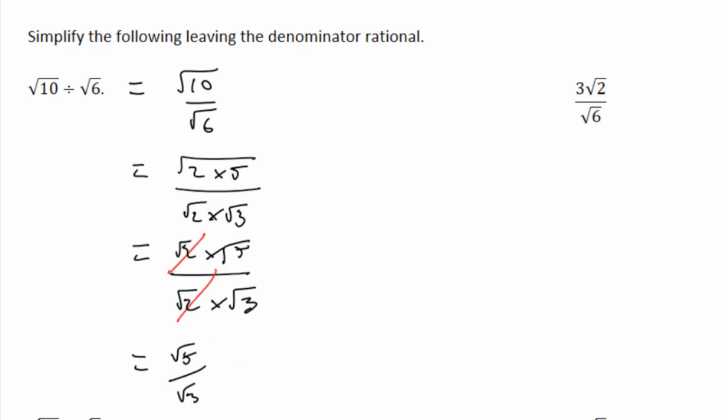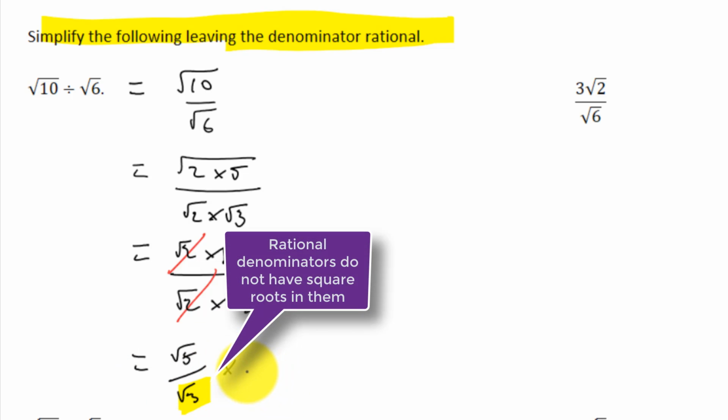Now it says simplify the following, leaving the denominator rational. Well, this is our denominator and it's not rational because it's got a square root. So how do we get rid of that square root? Well, we can't change a fraction. So whatever we do to the bottom, we must do to the top.